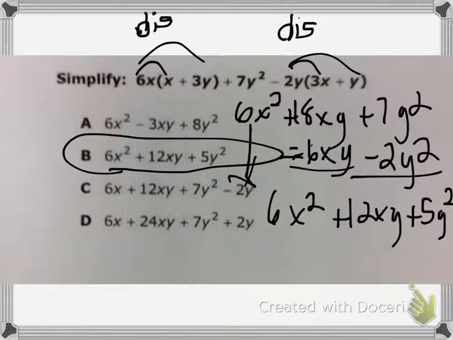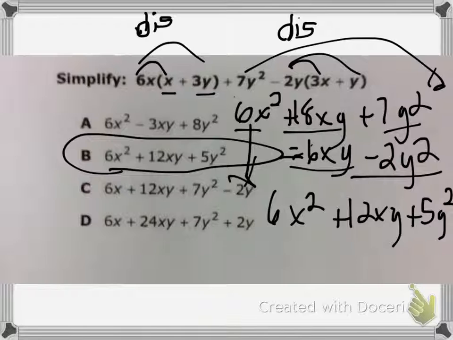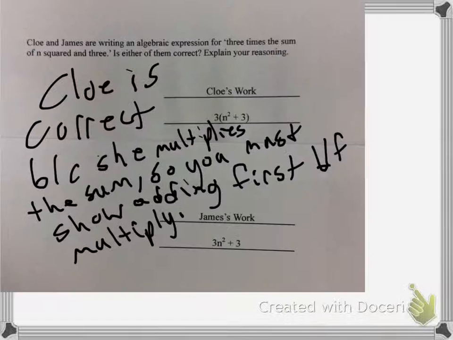Alright, right here I distribute 6x into x and 3y. I get 6x squared plus 18xy. I'll add my plus 7y on the end of it, so I'll put this here. Then I distribute the negative 2y into 3x, and I get negative 6xy, put it underneath that, 18xy, because they're like terms. Negative 2y times y gives me negative 2y squared. So I subtract and I get 5y squared. Subtract to get 12xy. My answer is B.